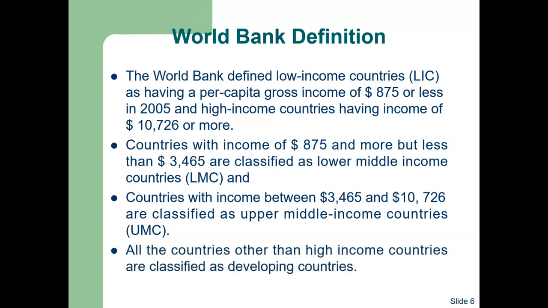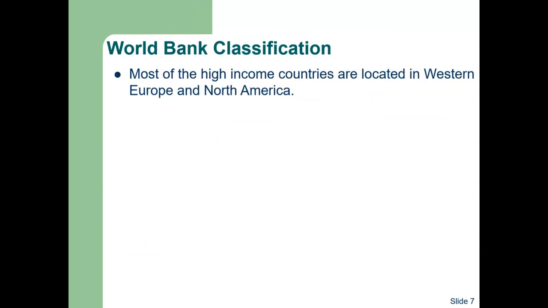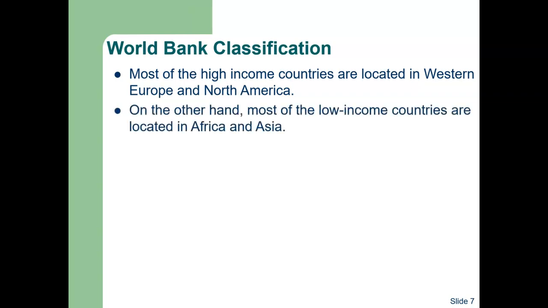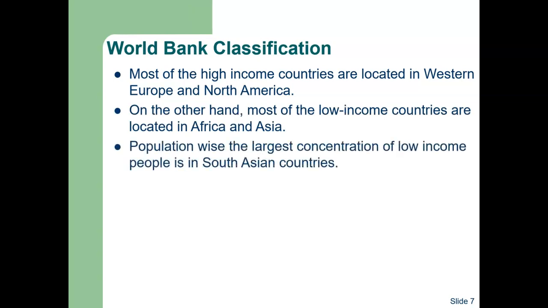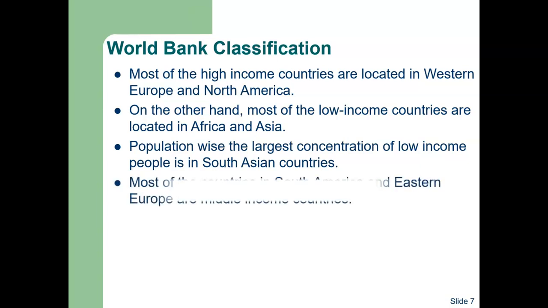All the countries other than high income countries are classified as developing nations or developing countries. Most of the high income countries are located in Western Europe and North America, as well as Australia and New Zealand and Japan. On the other hand, most of the low income countries are located in Africa and Asia. Population wise, the largest concentration of low income people is in South Asian countries, and most of the countries in South America and Eastern Europe are middle income countries.